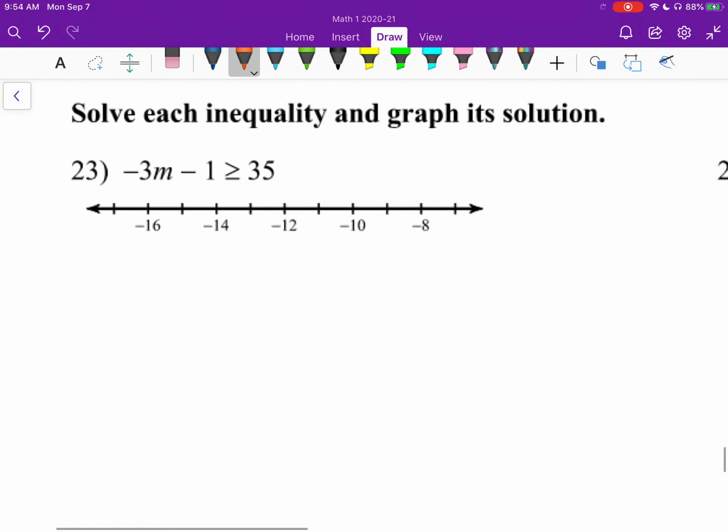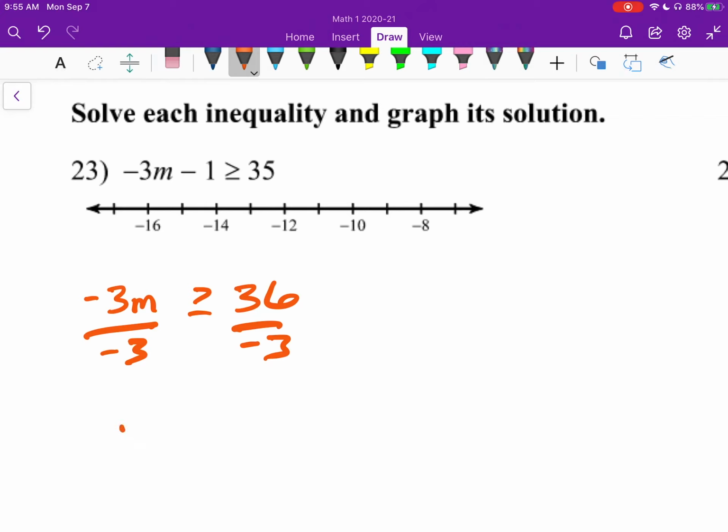23. Solve each inequality and then graph it. So I'm going to start off by adding 1. So I get negative 3m is greater than or equal to, what is this, 36? 36. Yep. I will divide both sides by negative 3. I get m, and make sure we flip that sign. And 36 divided by negative 3, is that 12? Yeah, that is 12. 3 times 2 is 6. So you get negative 12.